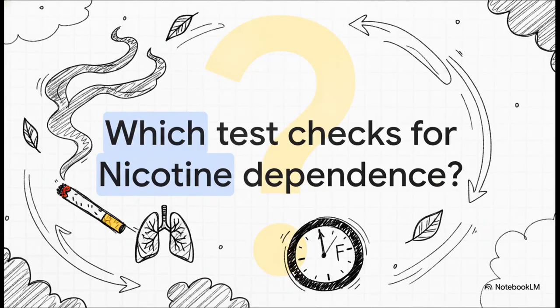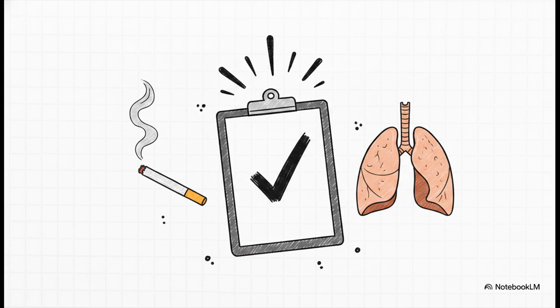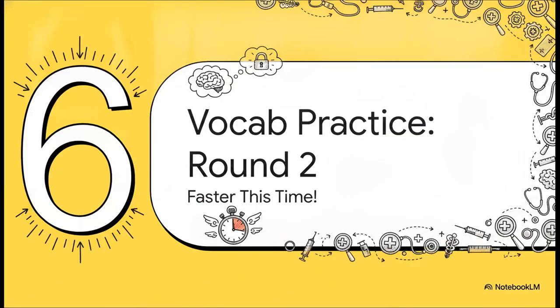All right, last question for round 1. Which specialized test is used to check for nicotine dependence? Just remember, this is the specific test for people who smoke tobacco. Hint time, the acronym starts with the letter F. The answer is FTND. That stands for the Fagerstrom test for nicotine dependence. Let's actually practice saying those letters out loud together for pronunciation, okay? FTND. Try it one more time with me. FTND. Excellent work.